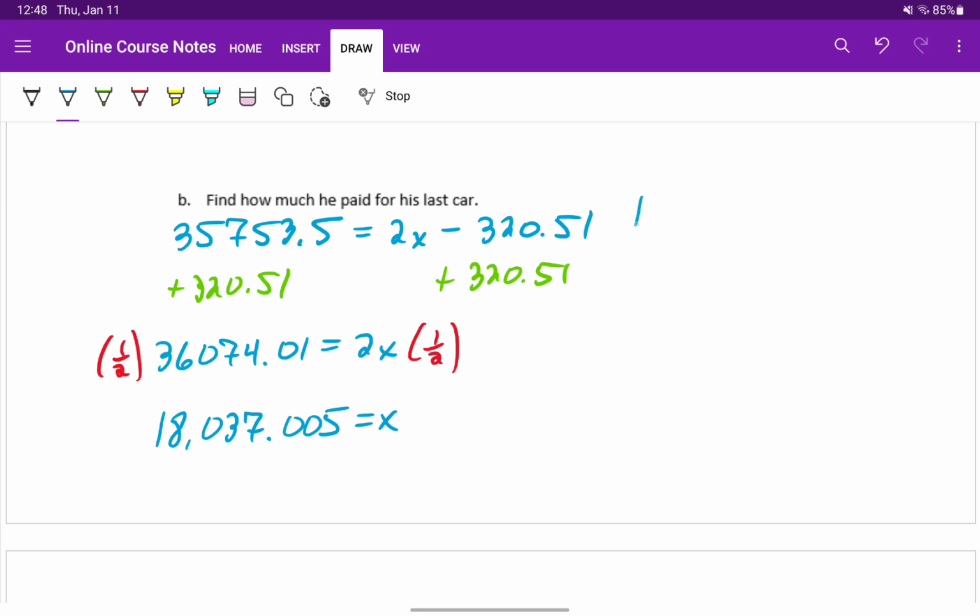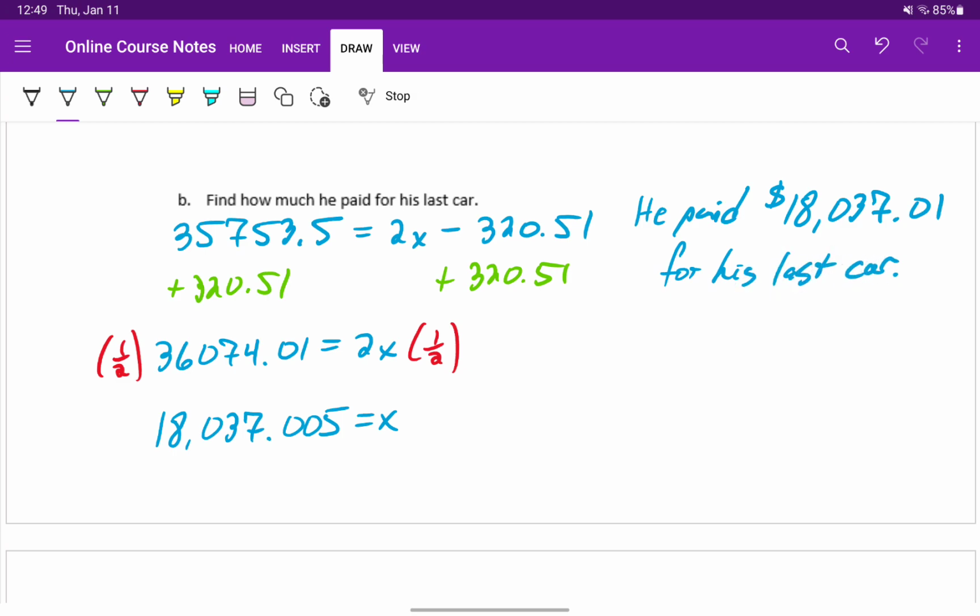Putting this back in the context of the problem, that tells us that he paid $18,037.01. Since money always has two decimal places, we're inferring that rounding step. So $18,037.01 for his last car. So life has been good to Franklin. He has a much nicer car this time around.